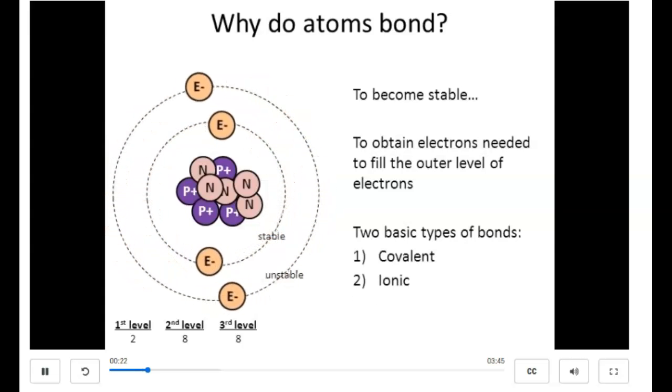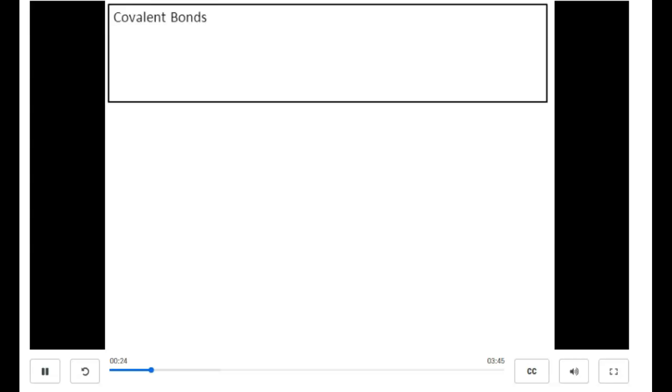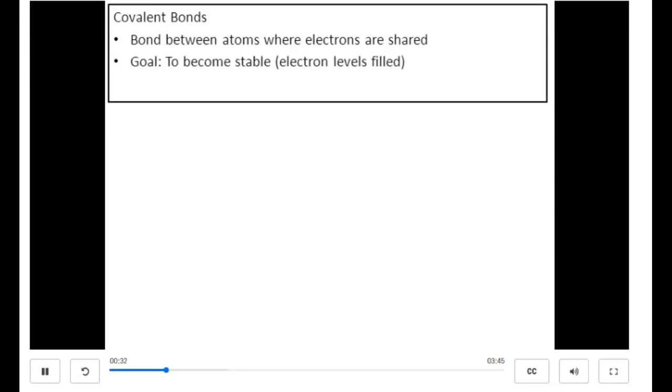Let's go over covalent bonds first. Okay, so the basic definition of a covalent bond is a bond between atoms where they share electrons. And so the goal of atoms forming covalent bonds is to become stable, to fill their levels of electrons.